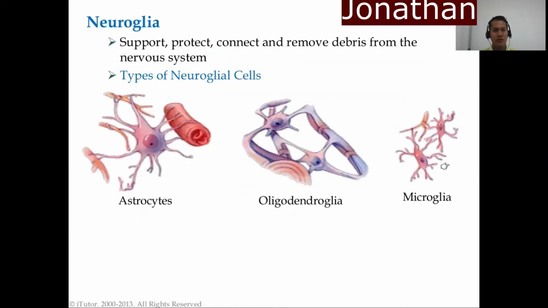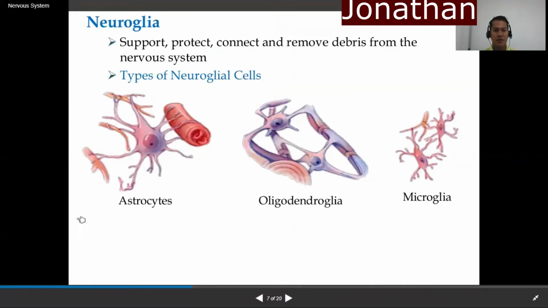Let's talk about the neuroglia. They support, protect, connect, and remove debris from the nervous system. We have astrocytes. Astrocytes look like this. Oligodendroglia look like this. Microglia is a smaller one, and looks like this.